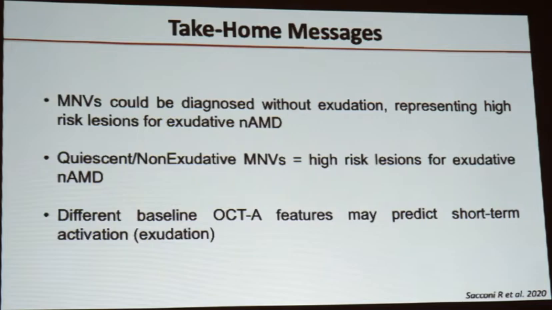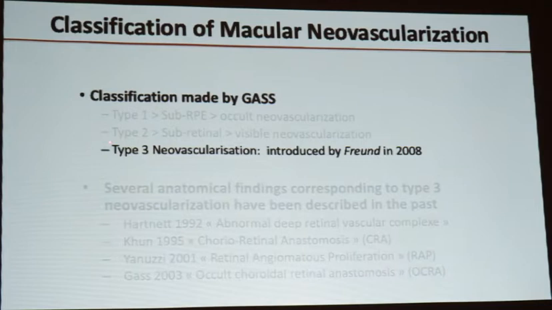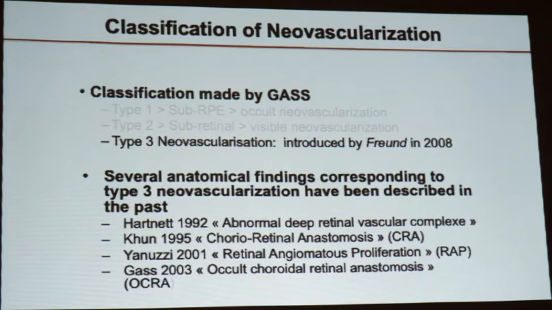In the second part of my presentation, I would like to focus my attention on type 3 macular neovascularization. The term type 3 was coined by Freund in 2008, but there are several descriptions before of this kind of neovascularization. I think that everybody knows this publication of Yannuzzi, in which he described retinal angiomatous proliferation. But the first description of type 3 macular neovascularization was about 9 years before, by Hartnett.